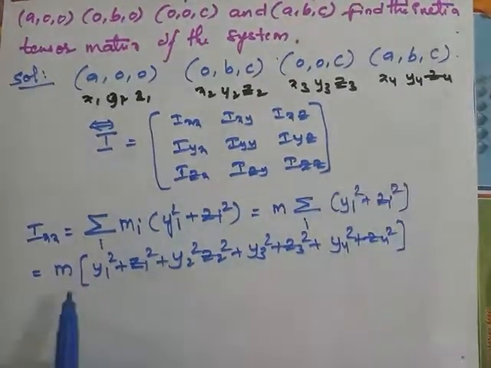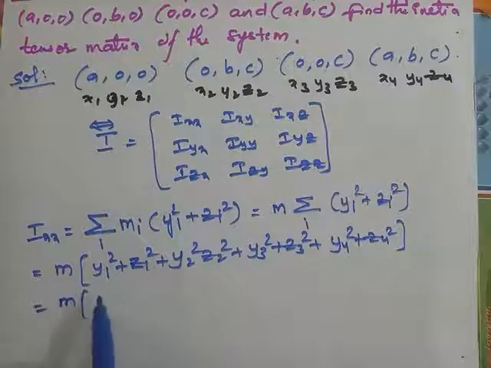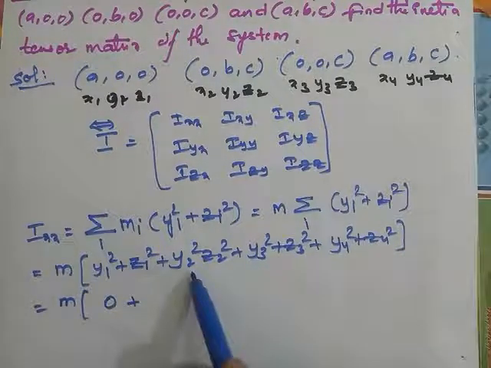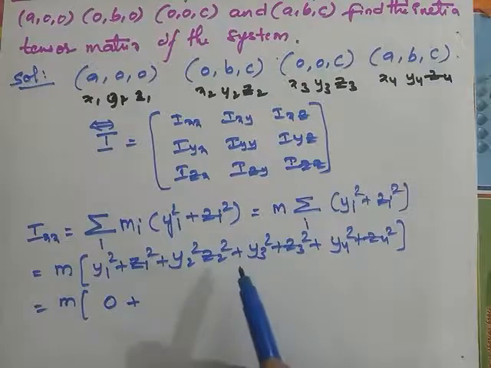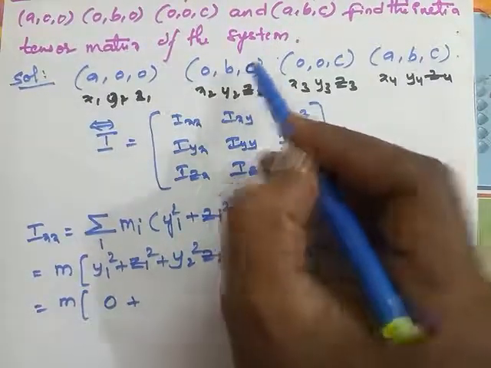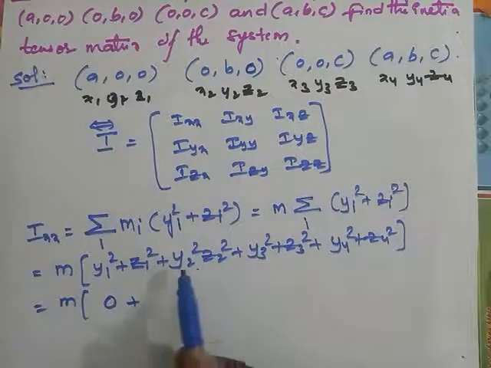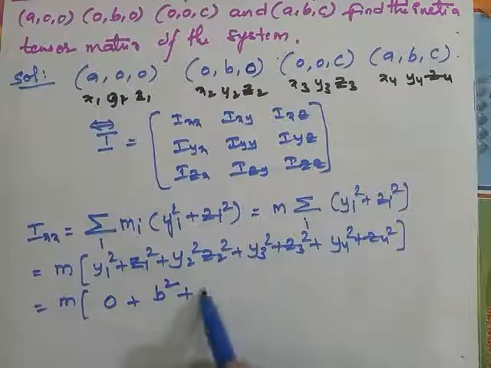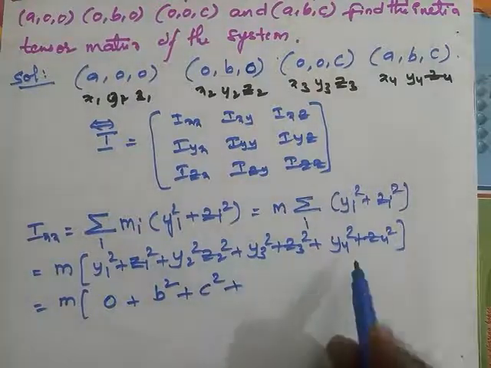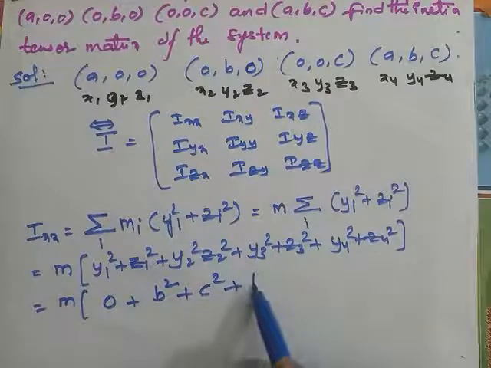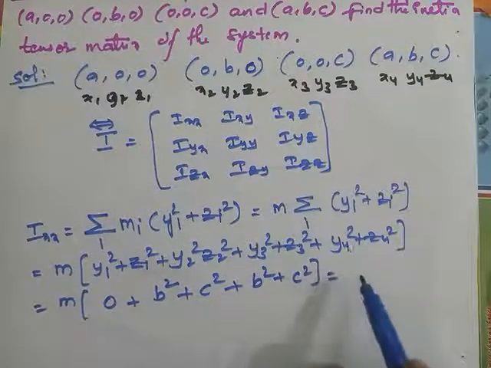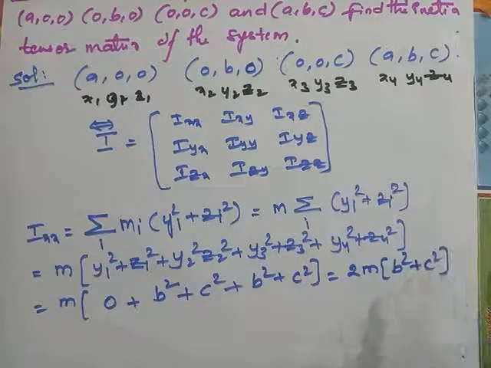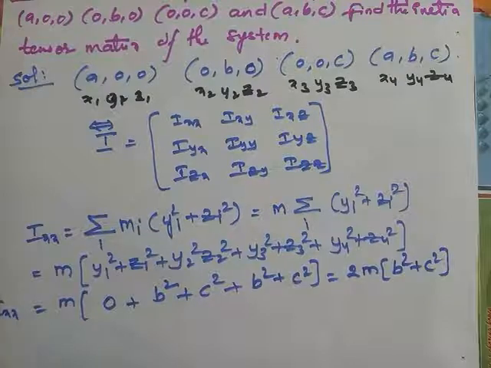Substitute all the terms from the above given values. Y1 square plus z1 square, here it is 0. Y2 square plus z2 square, here this one also 0. And y3 square plus z3 square, here we have only b square. Y3 square plus z3 square, here we'll get c square. And y4 square plus z4 square, here also we'll get b square plus c square. Finally we'll get 2m into b square plus c square. Okay, we got the Ixx value.